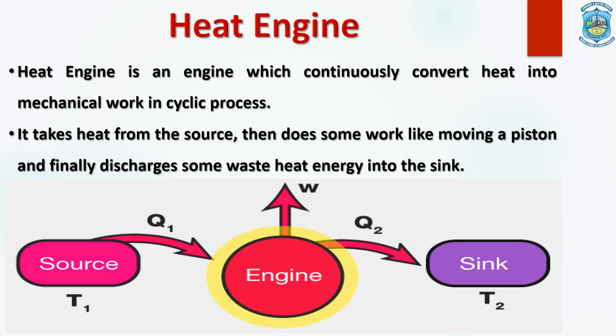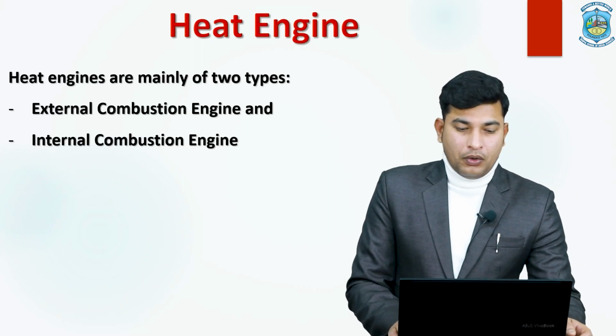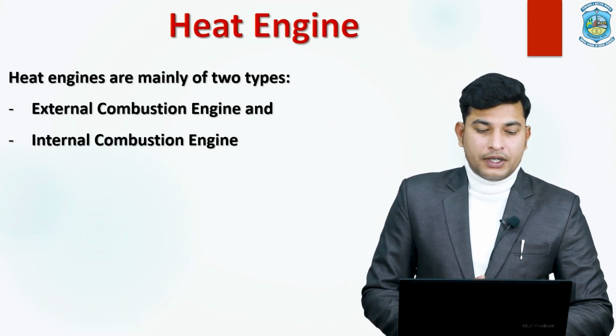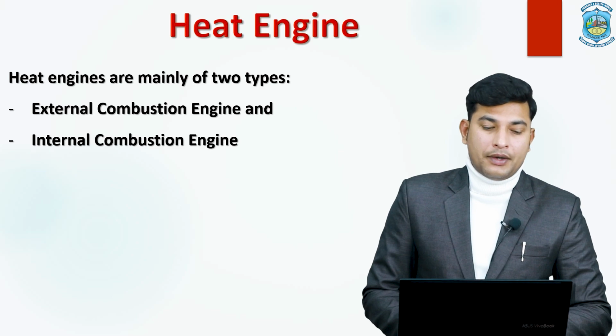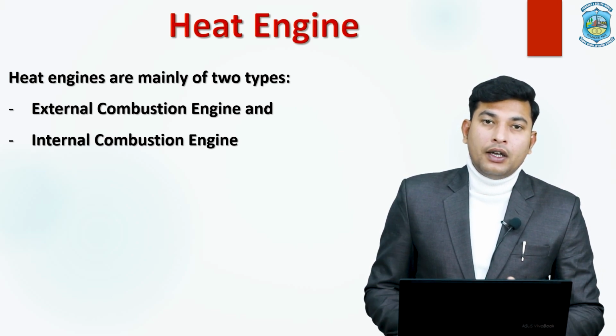So it again takes energy from the source, works, and removes heat to the sink; again takes energy from the source, works, and removes to the sink. So this is a continuous cycle which is followed by a heat engine, also known as the cyclic process of a heat engine. Let me also give some details about this heat engine: it has 2 basic types. The first one is the external combustion engine, followed by the internal combustion engine.